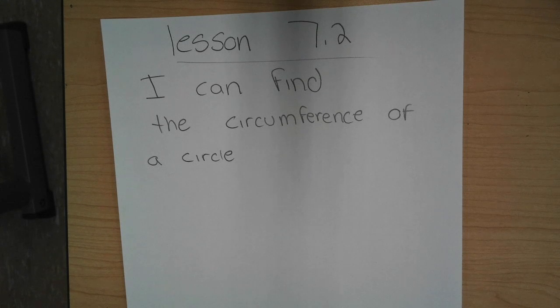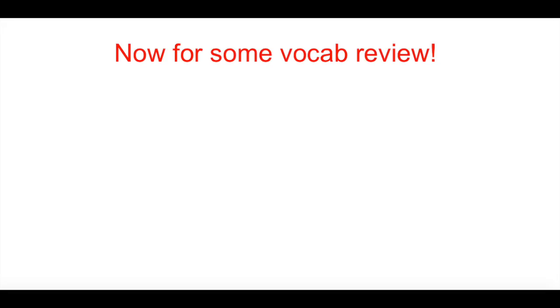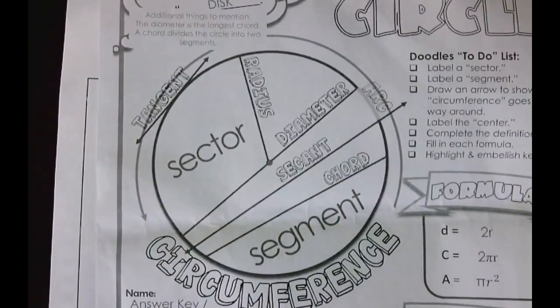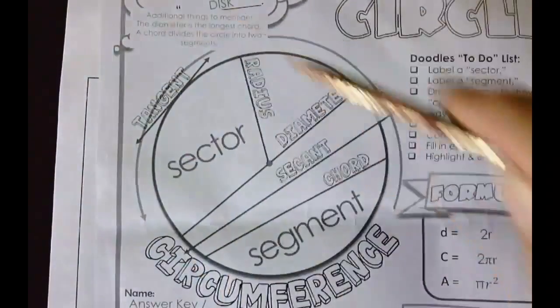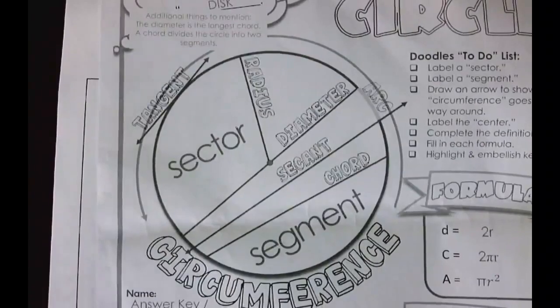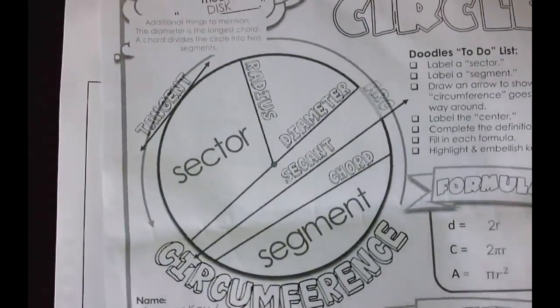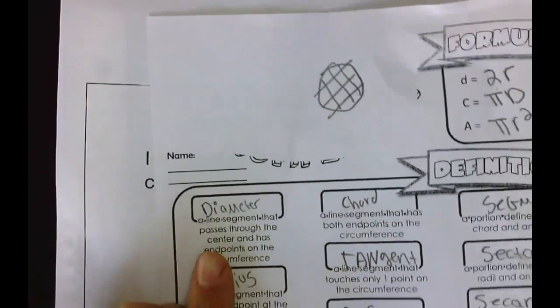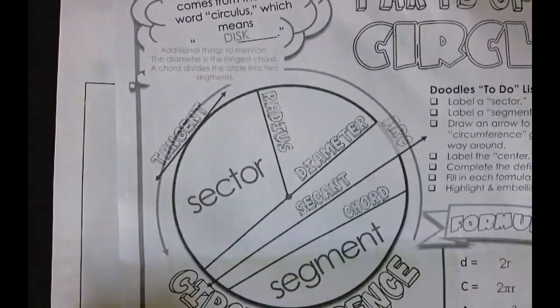We're looking at lesson 7.2, and the learning goal is I can find the circumference of a circle. The other day here that identifies all of our different vocabularies. You can see that the distance around the circle is its circumference. Other important vocabulary we discussed last time was a diameter. A diameter goes from side to side passing through the center.